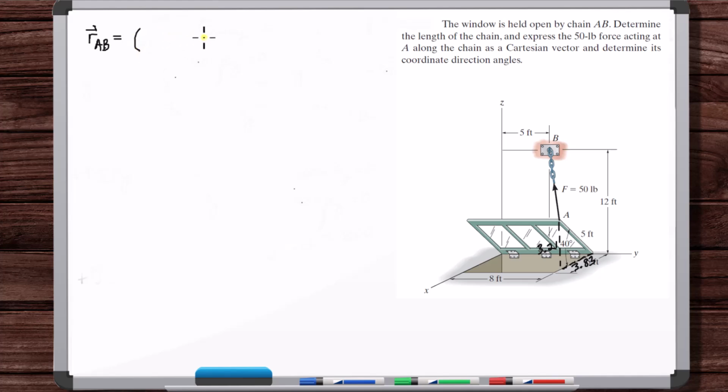xB minus xA. What is xB? xB is 0, and then xA is 3.83, i hat, plus yB minus yA, so 5 minus 8. Okay, and then zB is 12 and then minus 3.21, k hat.